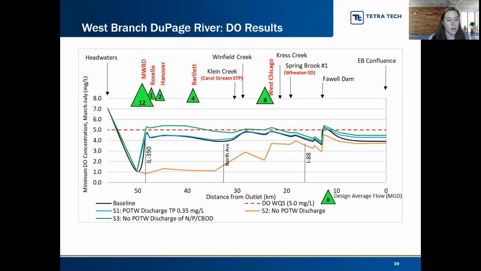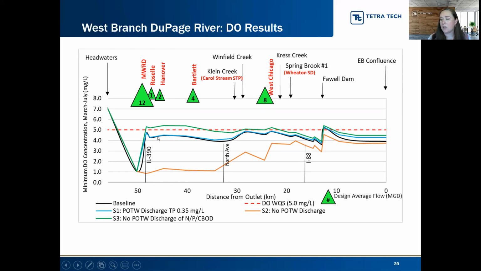Dissolved oxygen. The absolute minimum dissolved oxygen is again upstream of MWRD because it's going ephemeral certain times. That's less of an area to focus on. We're more interested in what's happening when we have actual significant stream flow. And what we see, going from black to blue, is a very, very small improvement in minimum dissolved oxygen in spite of our huge reduction in total phosphorus.